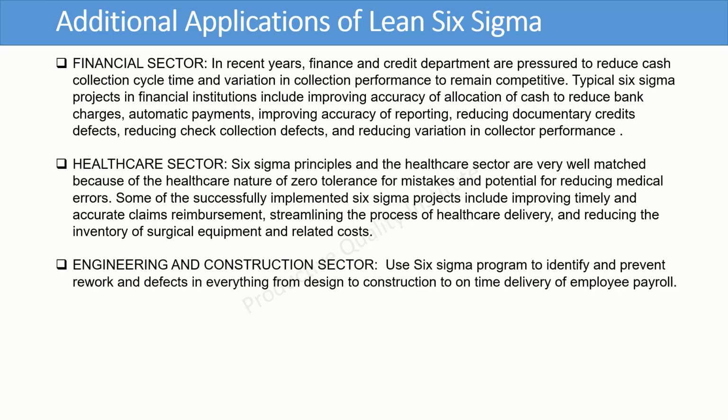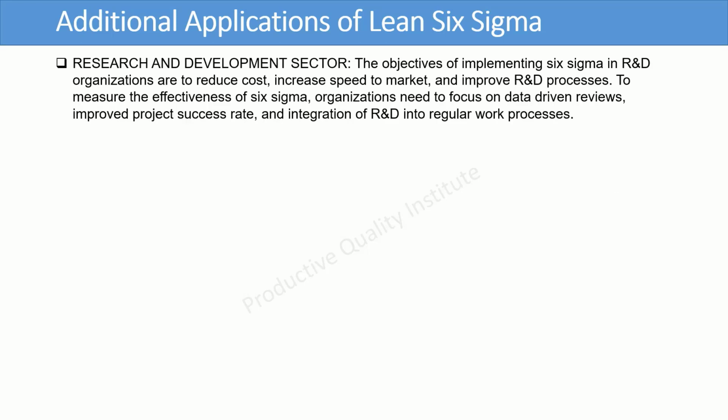Engineering and construction sector. Use Six Sigma programs to identify and prevent rework and defects in everything from design to construction to on-time delivery of employee payroll. Research and development sector. The objectives of implementing Six Sigma in R&D organizations are to reduce cost, increase speed to market, and improve R&D processes. To measure the effectiveness of Six Sigma, organizations need to focus on data-driven reviews, improved project success rate, and integration of R&D into regular work processes.